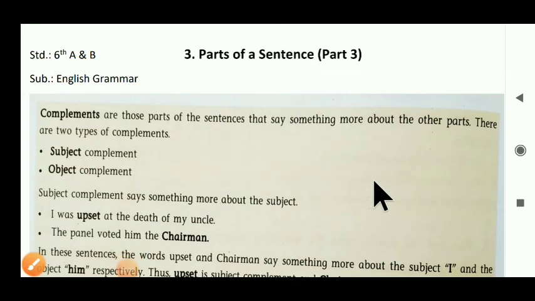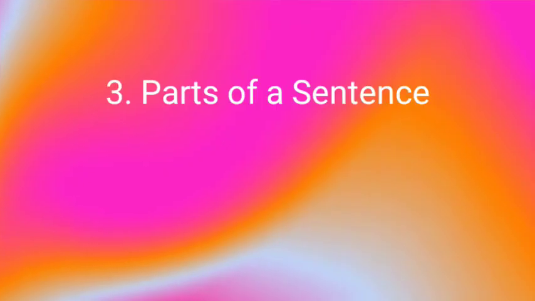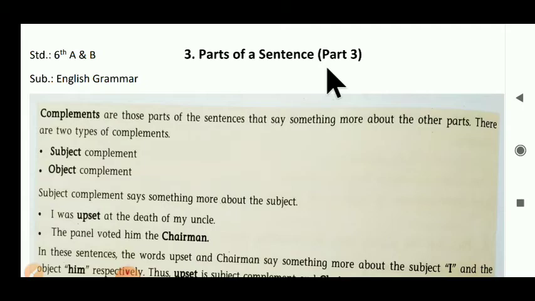Hello students, today we are going to learn standard 6th English grammar lesson number 3, parts of a sentence, part 3. In part 2 we discussed a little grammar topic, complements. Now in this video we have to complete our exercise C. But before starting that exercise, we have to revise complements. First of all, we have to understand complements. It's a revision, just revise it.